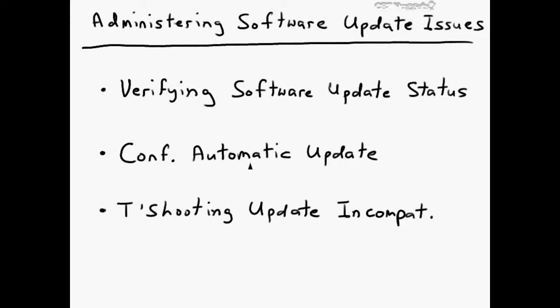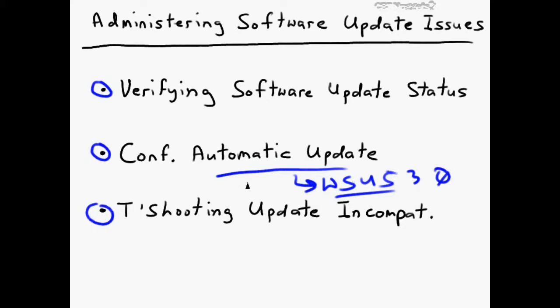Administering software update issues review. In this nugget, we spent quite a bit of time learning the ins and outs, the rubber meets the road, practical aspects of keeping our client machines, and for that matter, even our server machines, up to date with respect to their Windows updates. I showed you how to verify software update status in Windows 7. We looked at all of the fine details of configuring the Windows Update control panel, including automatic updates, and paying particular attention to automating this process on an enterprise level with WSUS 3.0. And then I gave you some practical strategies for troubleshooting update incompatibilities. I hope that this has been informative for you, and I'd like to thank you for viewing.